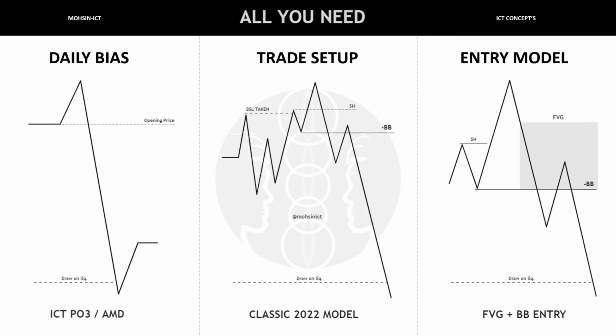We will go from your daily base to your trade setup and then entry model. Literally, this is going to be all you ever need to be a profitable ICT trader. So let's start and jump right into it.